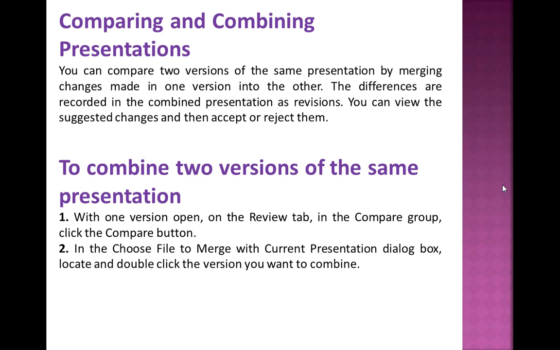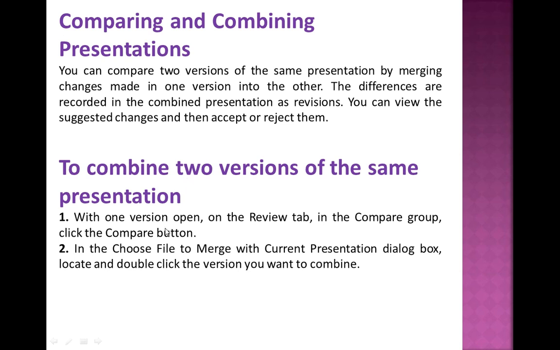Next is how to compare and combine presentations. You can compare two versions of the same presentation by merging changes made in one version into the other. Means you can compare two versions of the presentation, two parts of the presentation at one time. The differences are recorded in the combined presentation as revisions. You can review the suggested changes and then accept or reject them. Means you can compare and combine presentations.